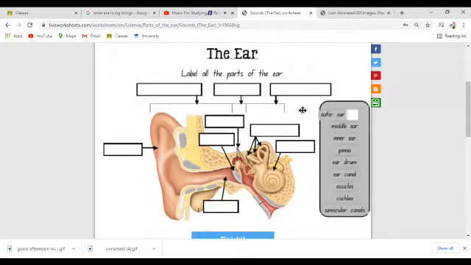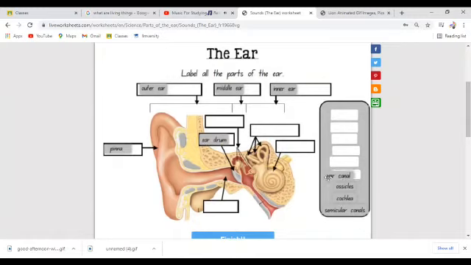Okay, so students, that one is the outer part. Just drag and drop it to the right place. Now it's the middle part, and then the inner ear. The flap of the ear outside is the pinna, and the eardrum. This is the ear canal, where all the sounds gather. Ossicles, cochlea, semicircular canal. So I hope that you have already learned and can do it on your own. Now we are moving on to our screen.